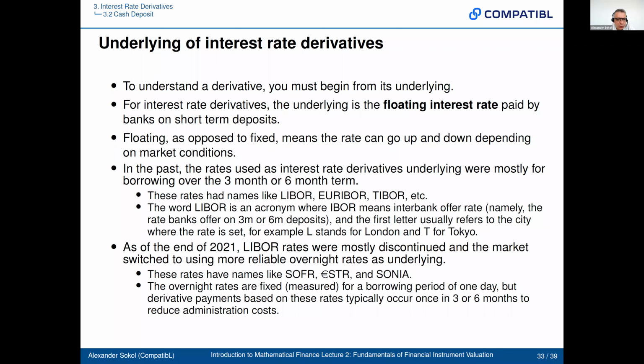Question: why interbank? Why not a different rate? Well, because when banks lend to each other, there's a kind of standardized rate, and it was assumed that the probability of bank default is small. So this rate has a lower component of credit risk, or the risk that somebody would not return the money, compared to lending to corporates.